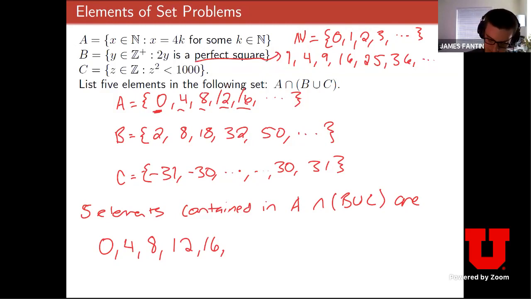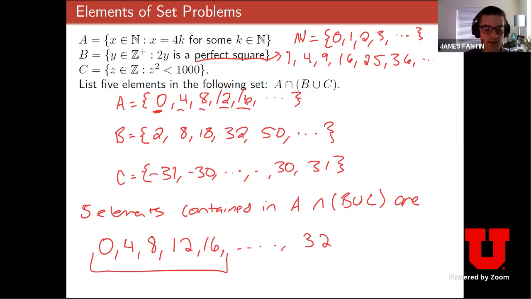So you might think that, hey, we don't really need B, but that's not quite the case because later down the line, we'll have elements such as 32 that are in A and in B, but not in C. So lots of examples, but this could give us 5 elements that are in A intersect B union C.